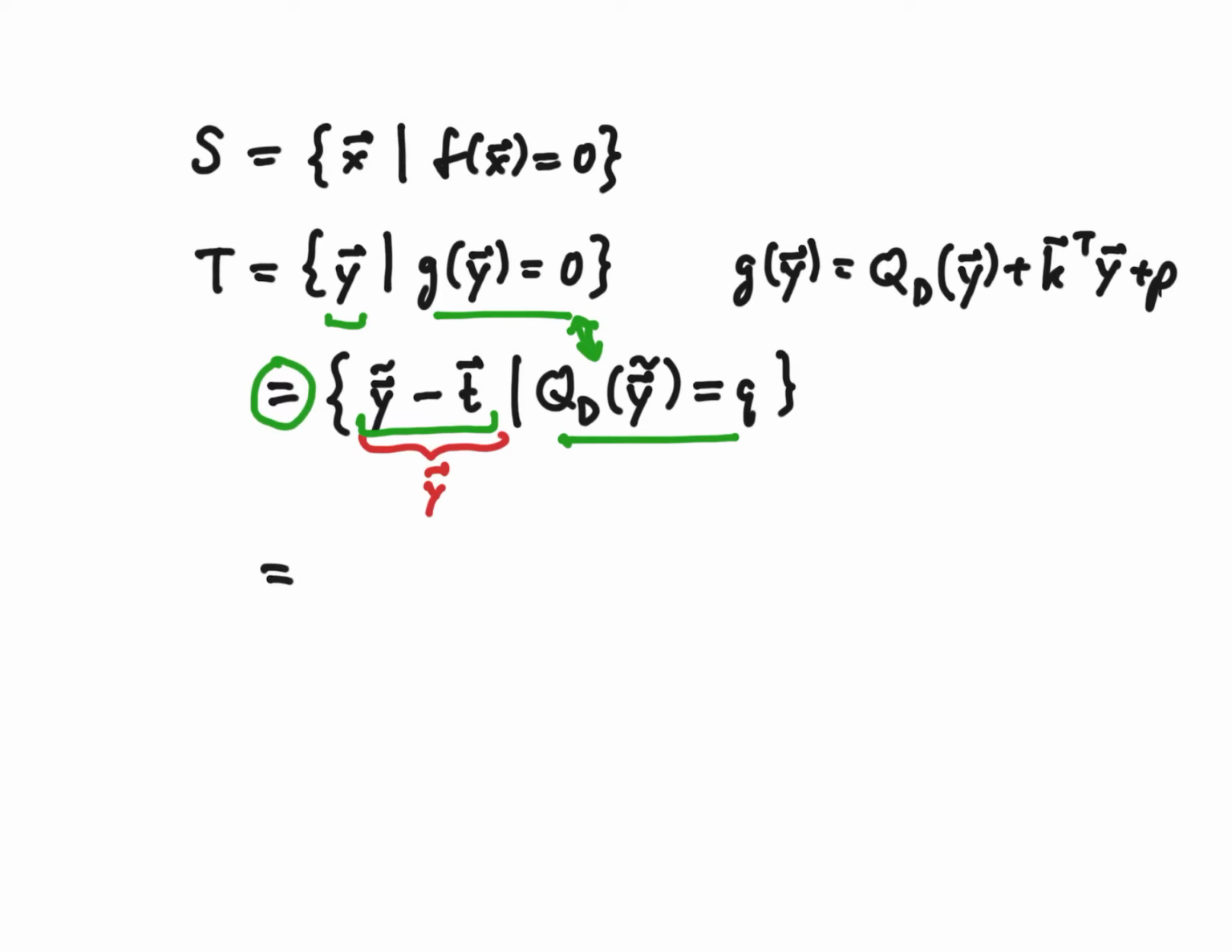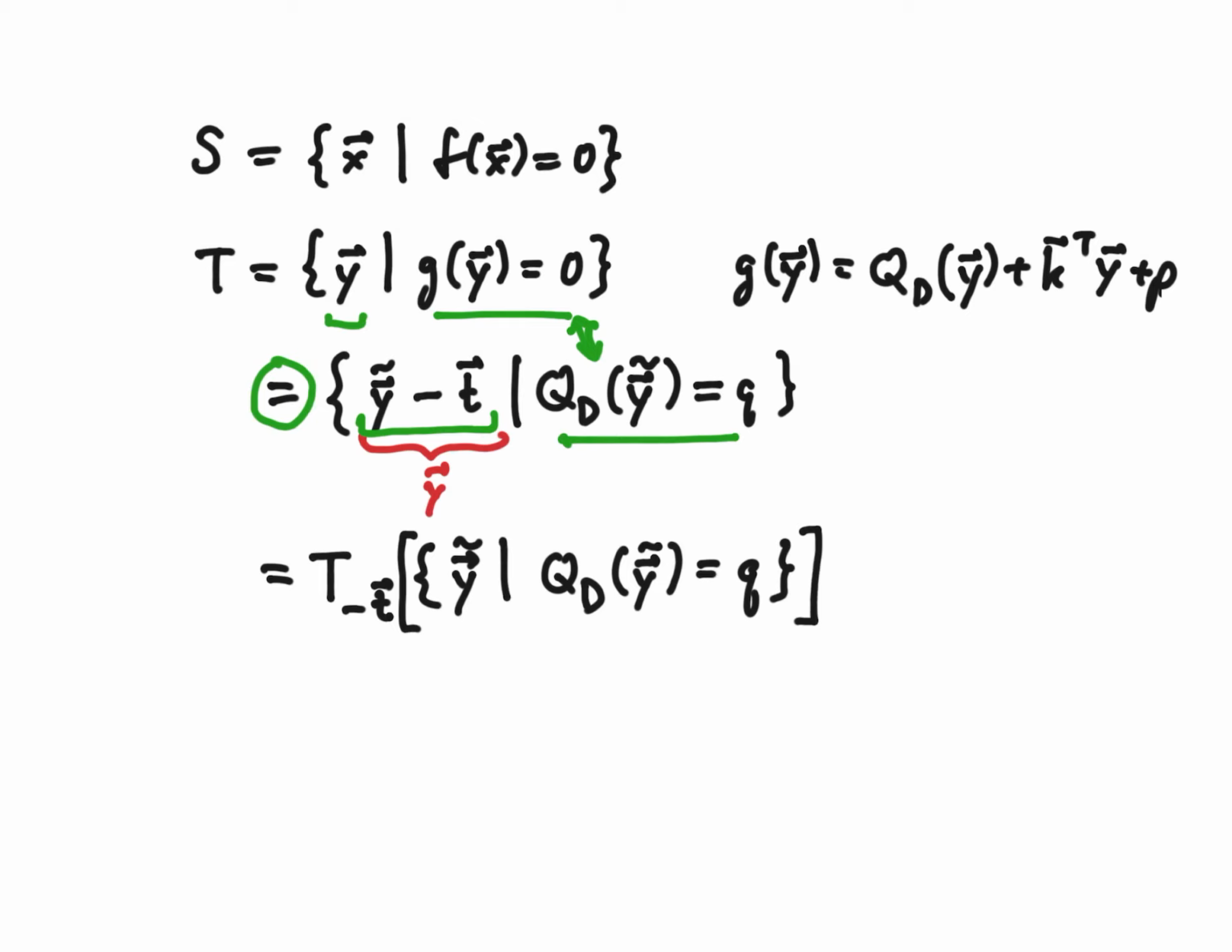But now you see that we can regard this as the set of all y tilde that satisfy that given condition, but with something done to it, and namely translation by the vector negative t.